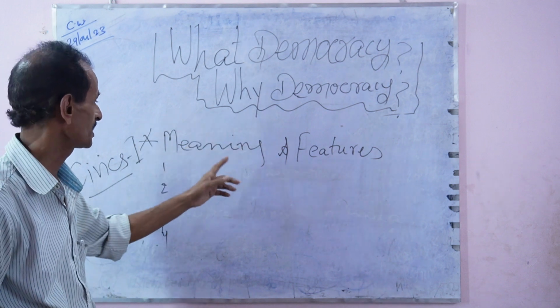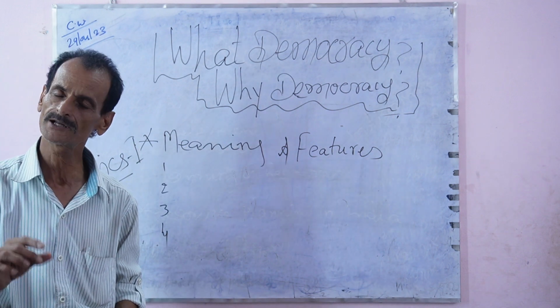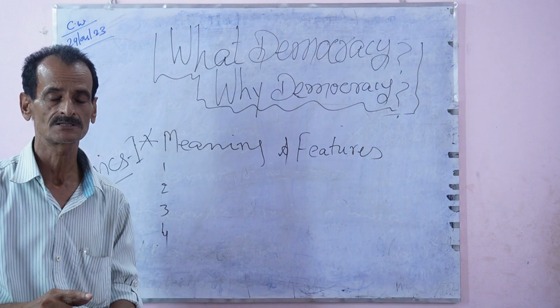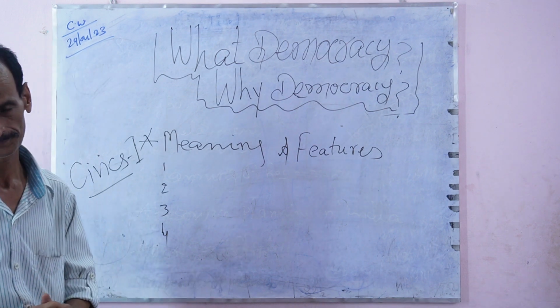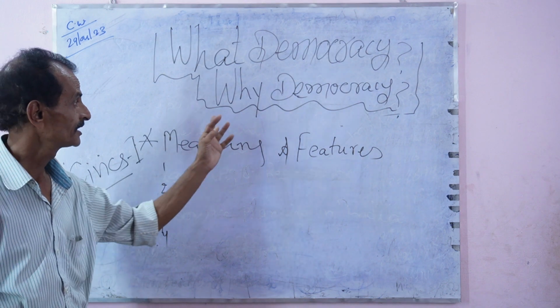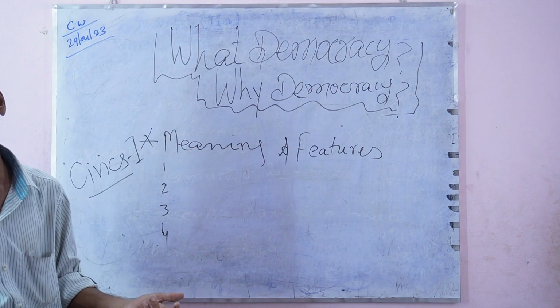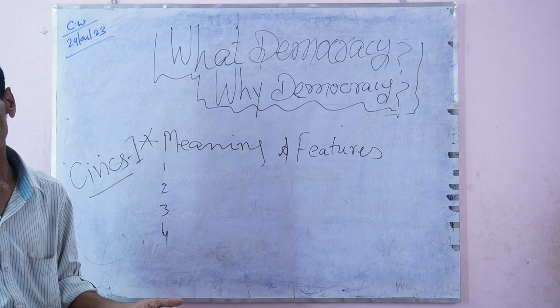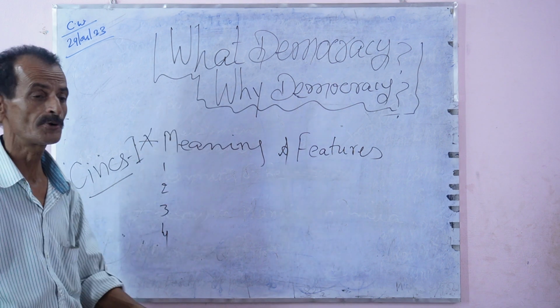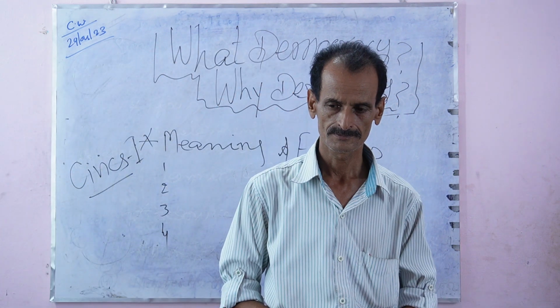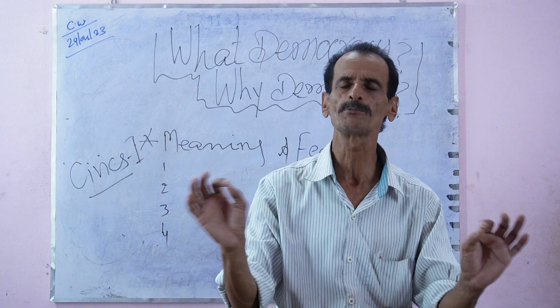You will have to give the meaning, the definition, the simple meaning, and after that you will have to complete the meaning with the help of teachers, because the meaning is very simple. After mixing your features, that will be completed. Now after that, you will need to know why democracy is required, why democracy is necessary. Now first of all, what is democracy? And you will start with a simple meaning.